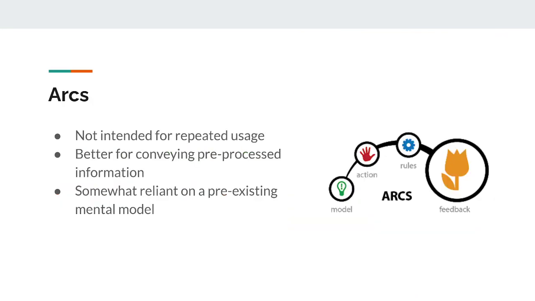Moving on to arcs. Arcs have a lot of similar elements to a loop, but they're not built for repeated usage. So an arc is essentially an interaction that can help the player build upon their mental model of a game, but unlike a loop, an arc exits after it's finished. The best example of an arc is a cutscene. Cutscenes can tell you a lot about the story or the mechanics of the game, but you don't go back to the cutscene after you've finished it. So arcs are a great way for conveying lots of information.